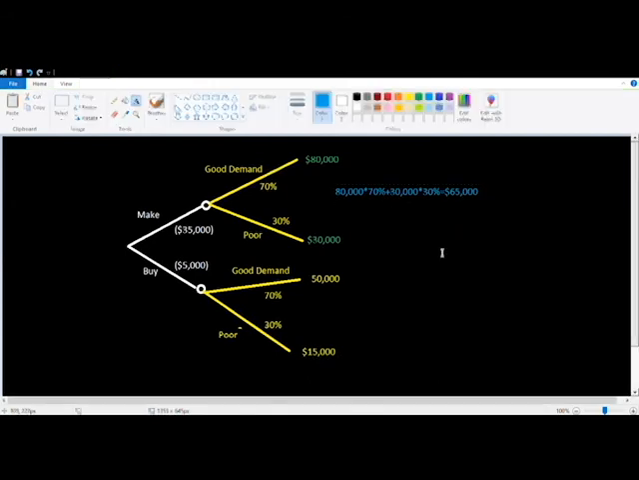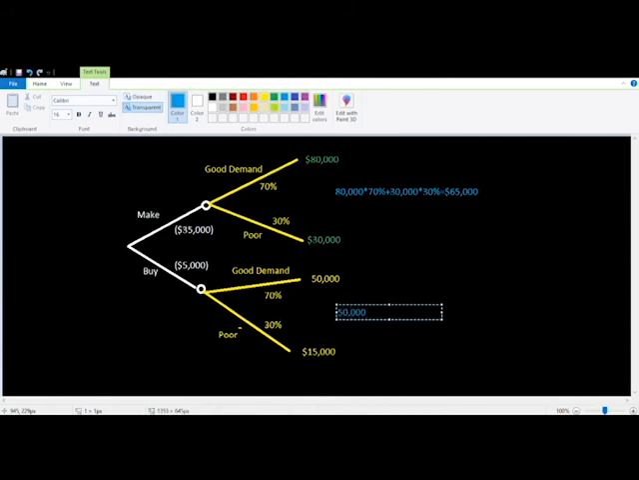Now, in the second case here, again the same process. 50,000 times 70% plus 15,000 times 30%, which will give us 4,500 plus 35,000, that's 39,500.